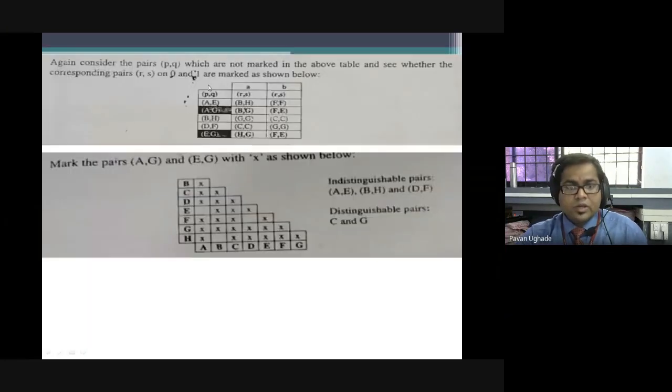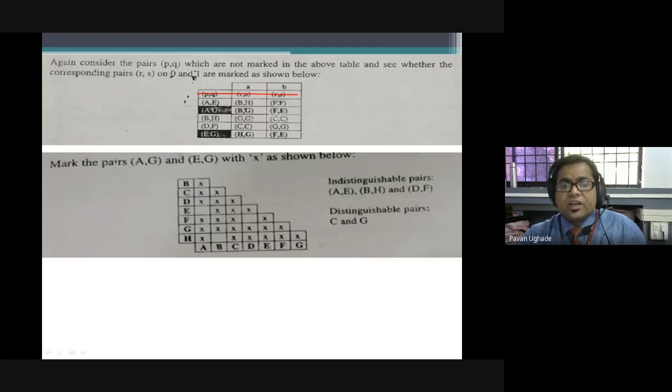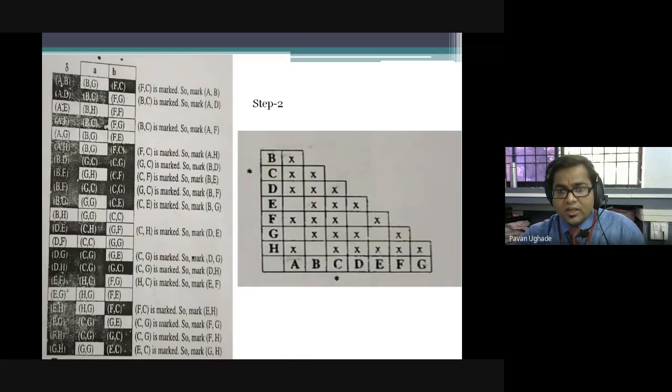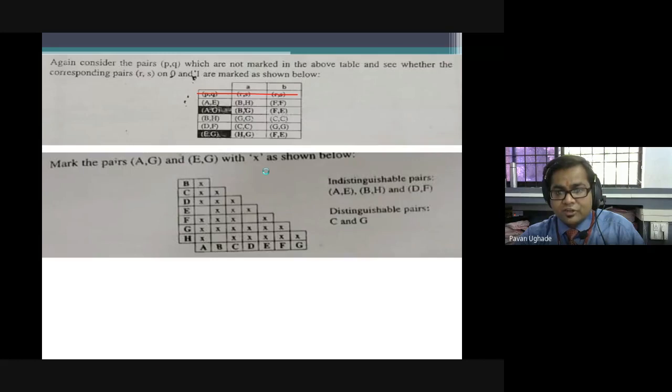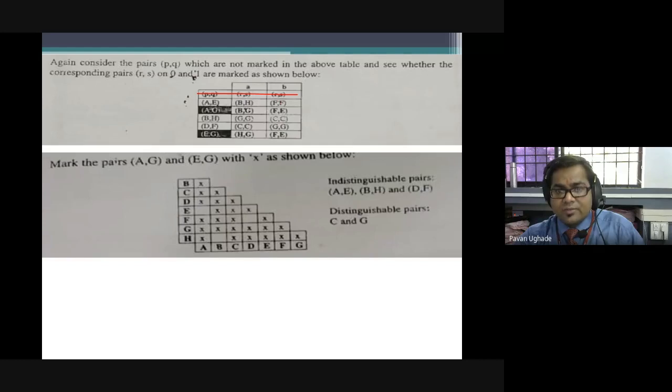See, AE, wait a minute, AE, BH, and FF. Now you have to check whether these are the entries which are kept blank or what. This was the result we got in step 2. AE is the entry, and the cells it is coming to are BH and FF. Check whether BH is blank. BH is blank, and FF is blank, no issue. Then at this moment we will say A and E are indistinguishable states.